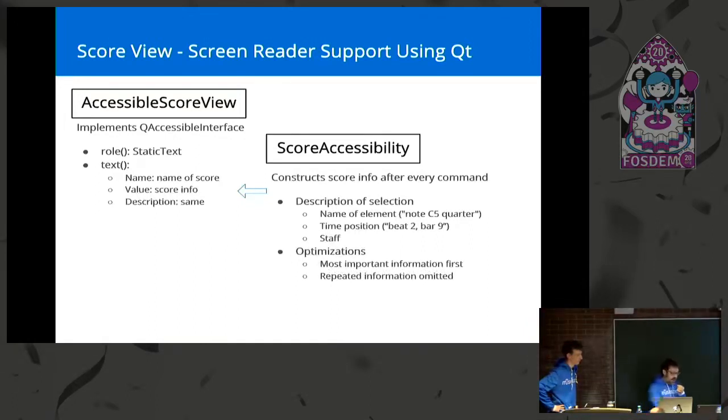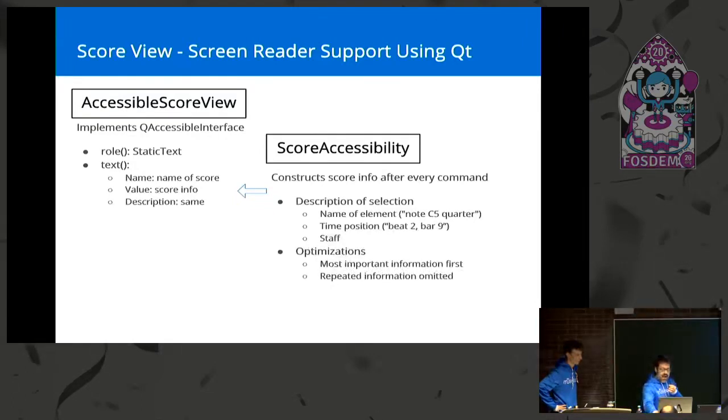A blind user will typically start moving through very quickly like that, so they can just, oh, I heard what I needed, I'm ready to move on. So we wanted to make sure that worked, and so get the important information first, and really avoid repeating things unnecessarily. If you're navigating between notes within a measure, you don't need to repeat the measure number. We already know what measure we're in, or the staff name for that matter.